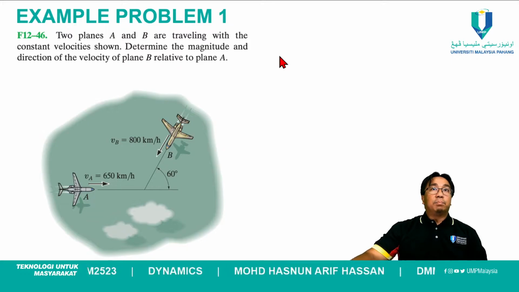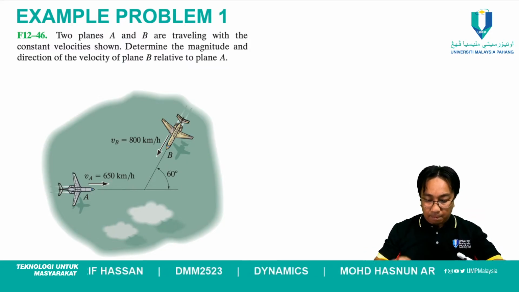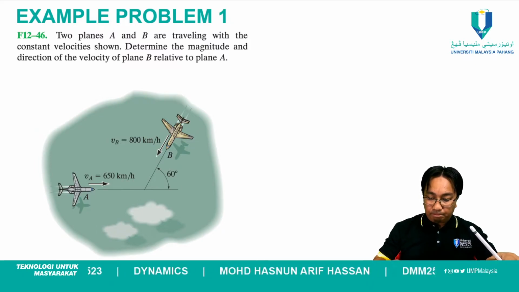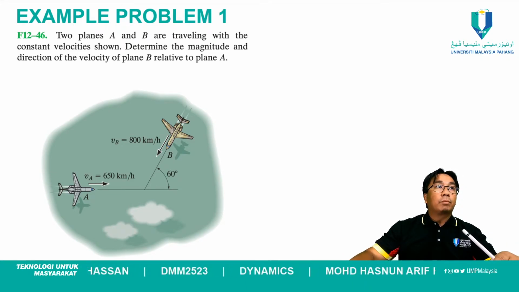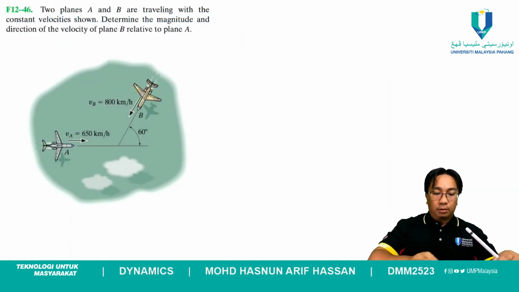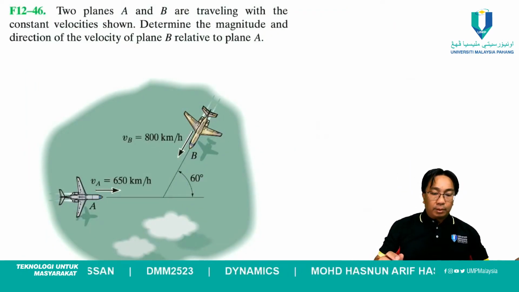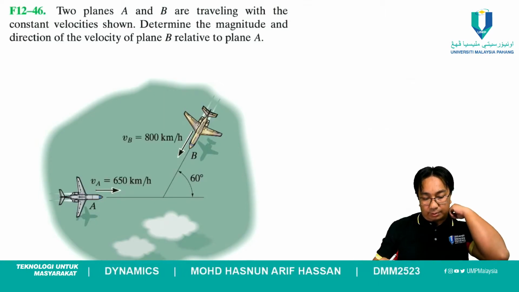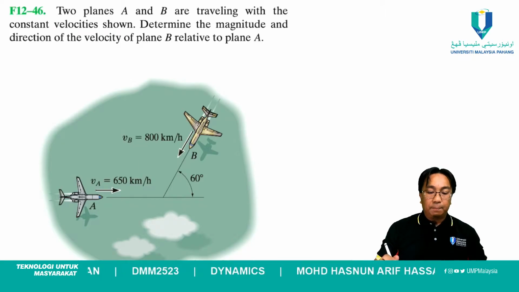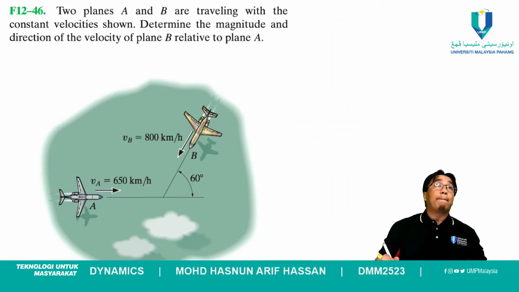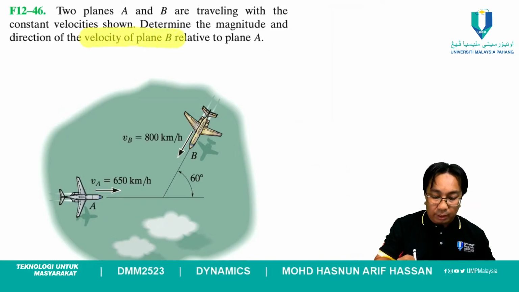Okay, if you don't have any question, let's look at a few examples. This is example number 1. Please read the question first while I prepare my iPad. Let's read the question. Two planes, A and B, are traveling with constant velocities. Determine the magnitude and direction of the velocity of plane B relative to A.